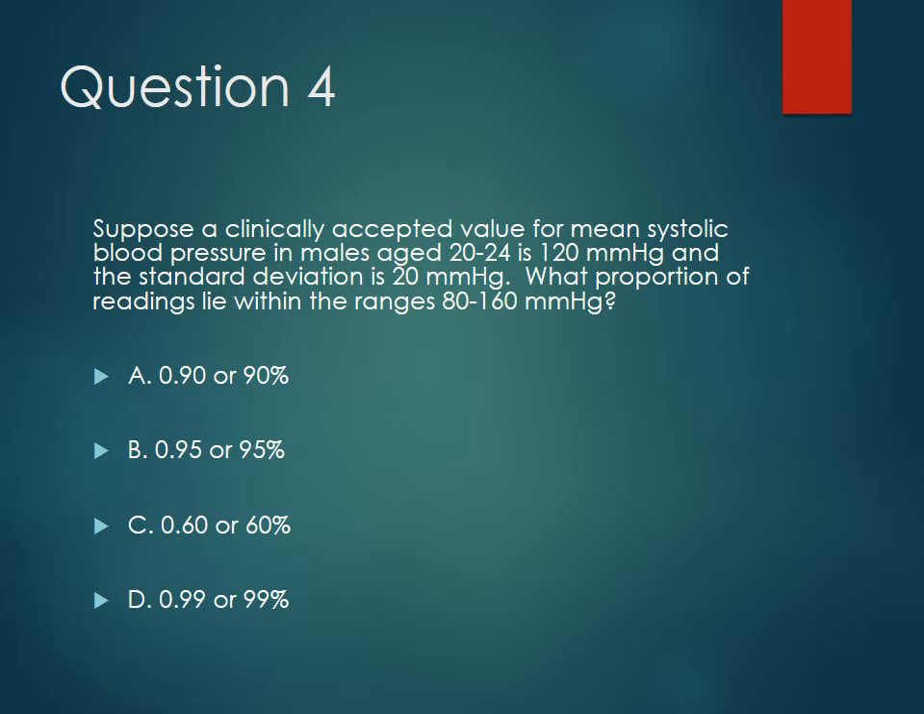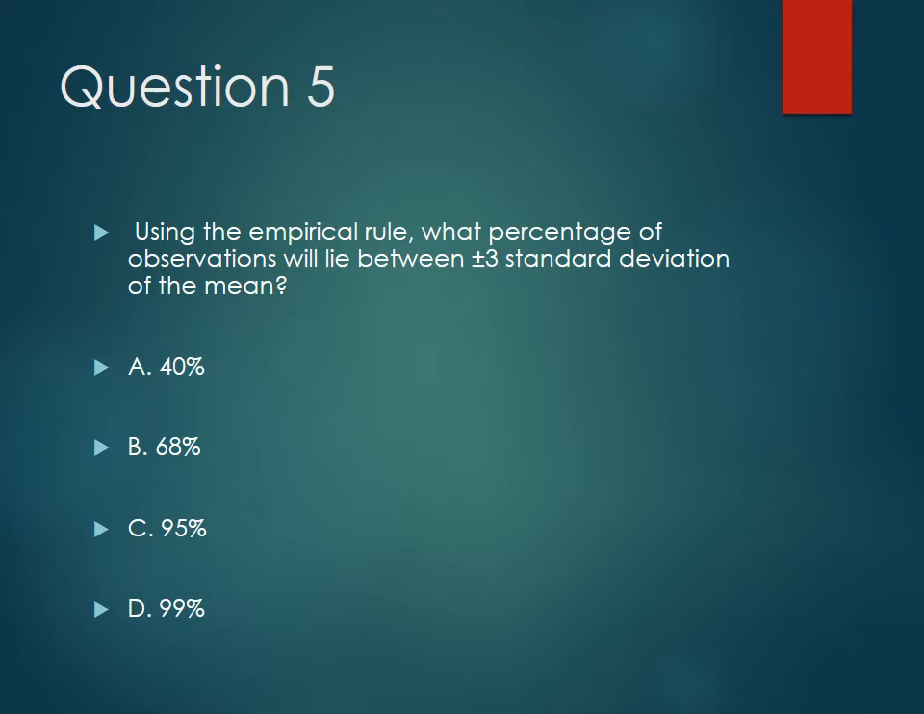If I was looking at 3 standard deviations, what range of blood pressures would I look at? 60 to 180, right? So again, you just do another 20 millimeters of mercury in either direction. So that would be the extremes of blood pressure there. Perfect. Okay, so using the empirical rule, what percentage of observations will lie within 3 standard deviations of the mean? Already talked about that. D would be that one there.